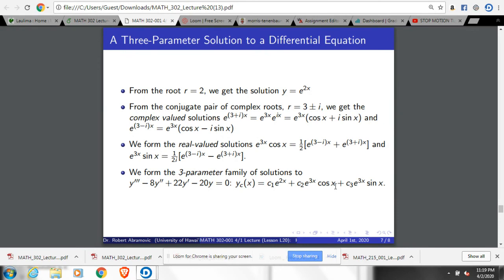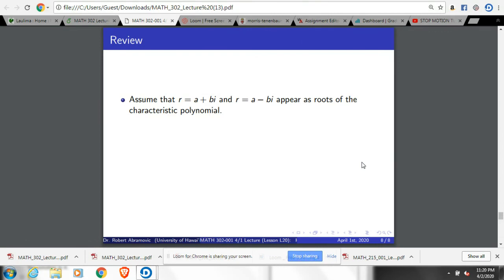And then we form this three-parameter family of solutions: C1 times the first solution, e to the 2x, C2 times the second solution, e to the 3x cosine x, and C3 times the third solution, e to the 3x sine x. It turns out all these functions are linearly independent. And voila, we have our general solution to the degree 3 differential equation.